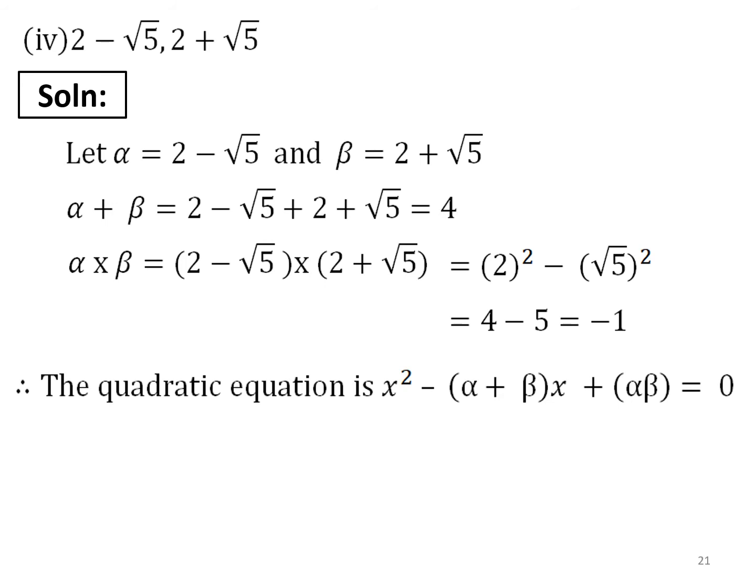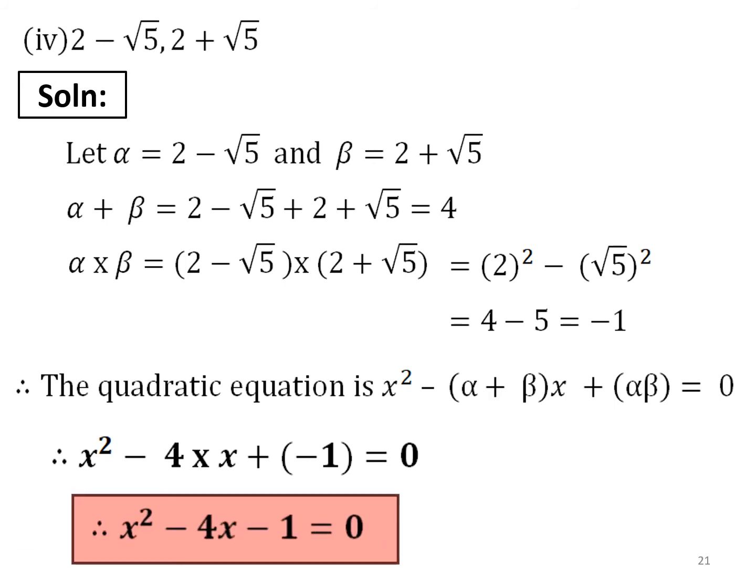Now we will substitute in the formula, that is x square minus alpha plus beta x plus alpha beta. X square will remain as it is, minus alpha plus beta. Alpha plus beta value is 4, so we get minus 4x plus alpha beta. Value of alpha beta is minus 1, so it's written minus 1. So it is x square minus 4x minus 1 is equal to 0. So this is your quadratic equation obtained when the roots are 2 minus root 5 and 2 plus root 5.